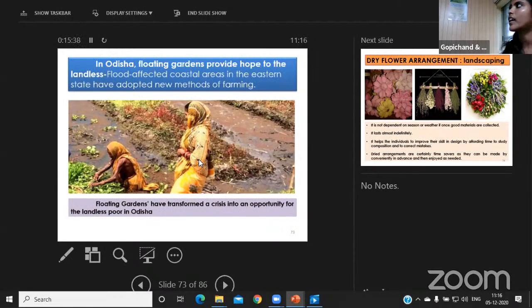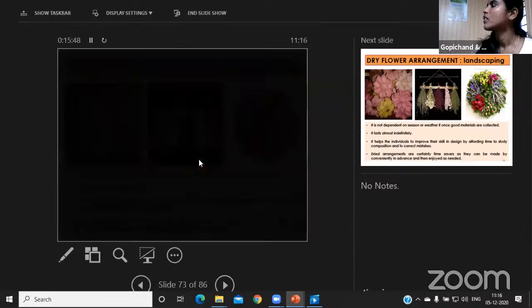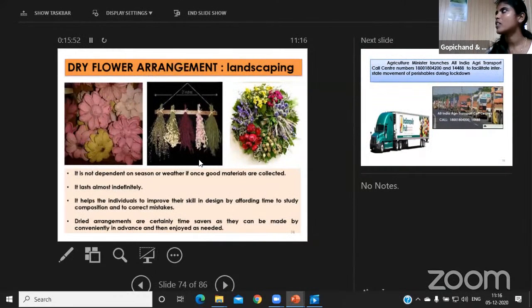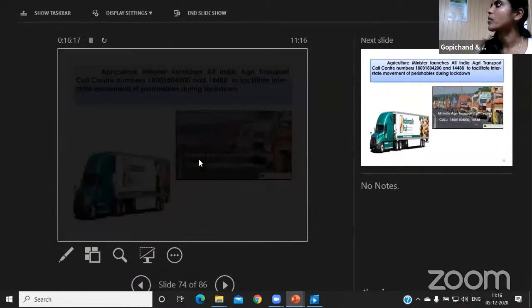In Odisha, the floating gardens provide hope to the landless; in flood affected areas, they have cultivated floating gardens. It also gives entrepreneurial activities, such as dry flower management and landscaping. It has the advantage that it is not dependent on the season or weather. Once the good materials are collected, it lasts almost indefinitely, so even without the season we can do landscaping by using dry flower arrangements.